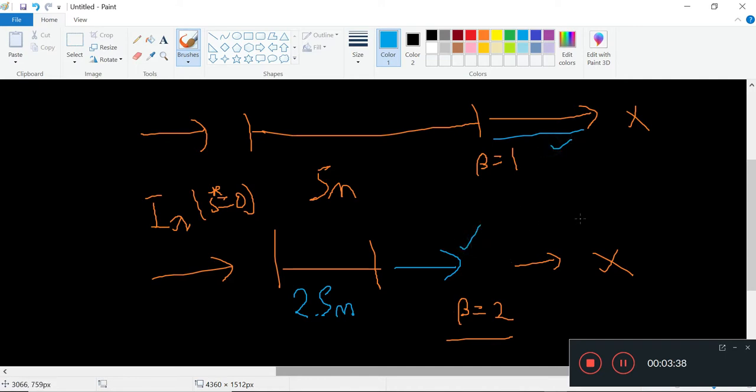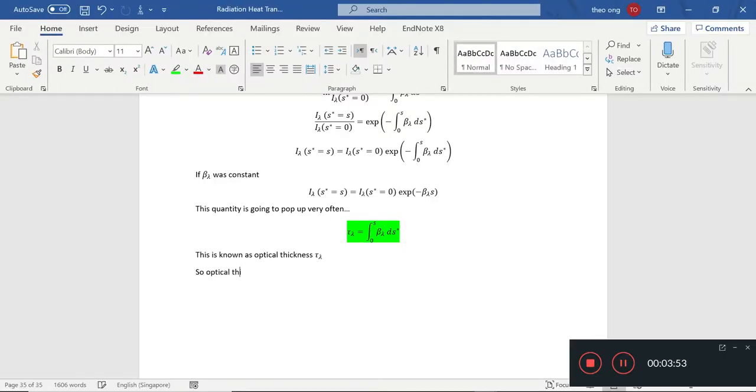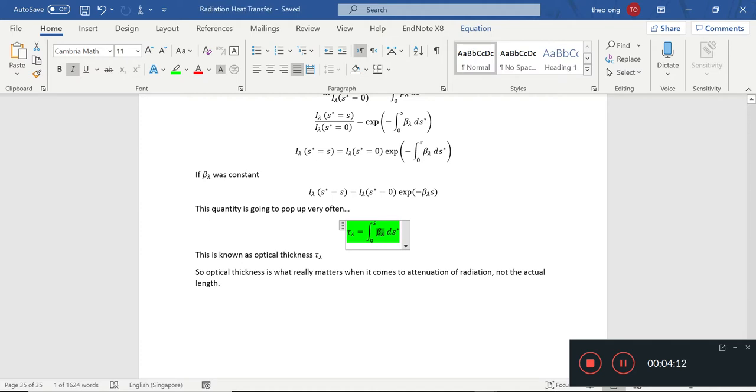Okay. So why is this so? Because the optical thickness of this and this is exactly the same. So optical thickness is what really matters when it comes to radiation. It's not the exact length. Optical thickness is what really matters when it comes to attenuation of radiation, not the actual length, because you have to take into account how well this medium actually absorbs the radiation.